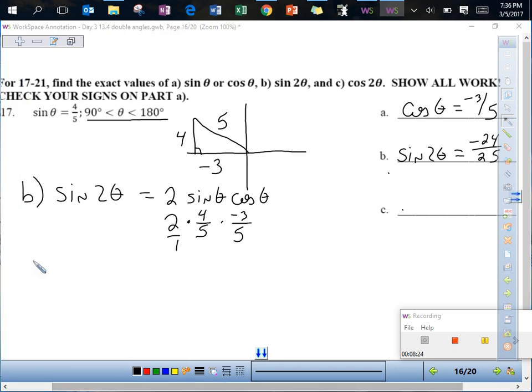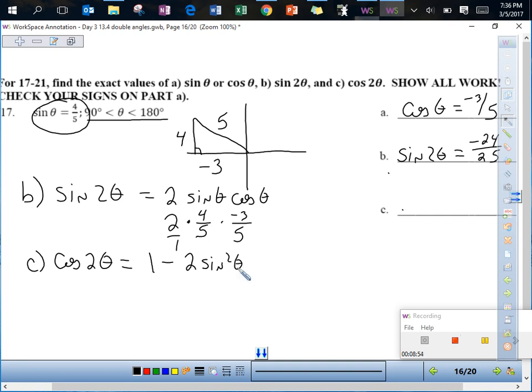Now, for part C, we're asked to find cosine of 2 theta. To be truthful, you can use any formula for cosine of 2 theta that you want. Any one of them would work. But since we were given the sine value to start with, I'm going to pick the formula for cosine of 2 theta that has a sine in it. So the one I'm going to pick is 1 minus 2 sine squared theta.